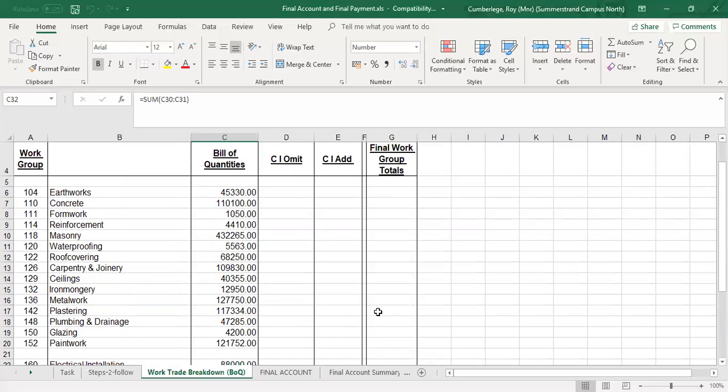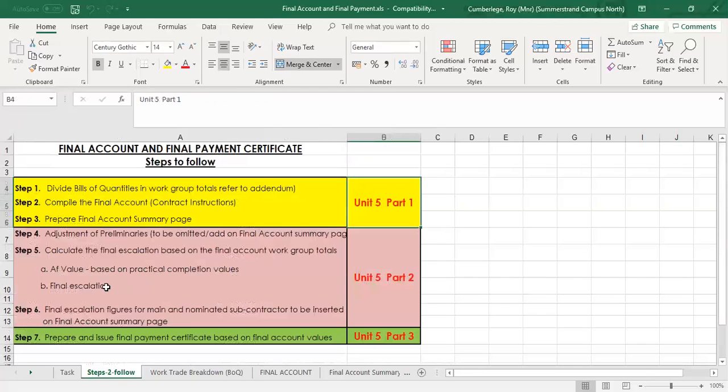We'll come back to this spreadsheet when we get to the latter part of the discussions. So step number 1 has already been done. We've divided the bill of quantities into the various work groups. As I said, you'll do that at the beginning of the project. Step number 2 is basically then to start compiling the final account. So you're going to start off with the various contract instructions that have been issued by the principal agent. You compile your final account, even if it's a draft.